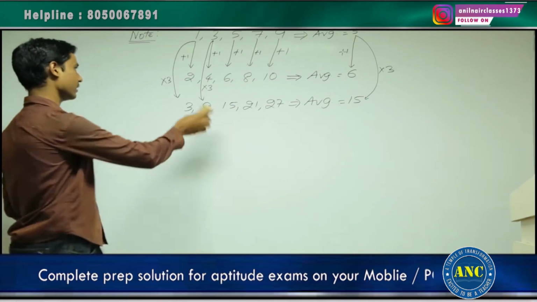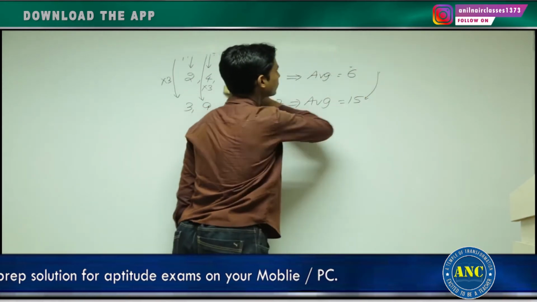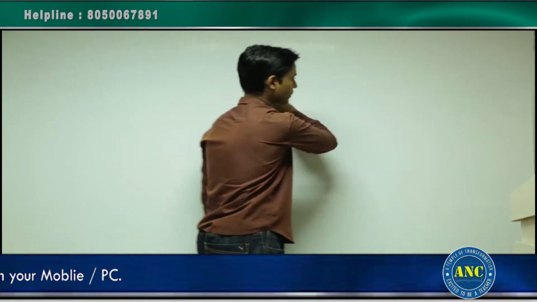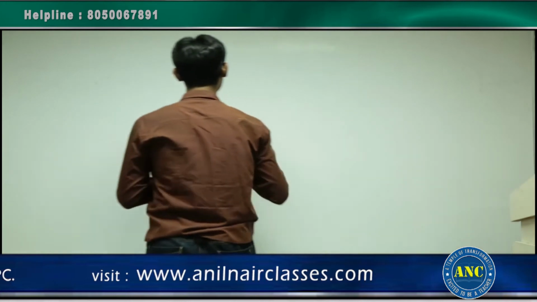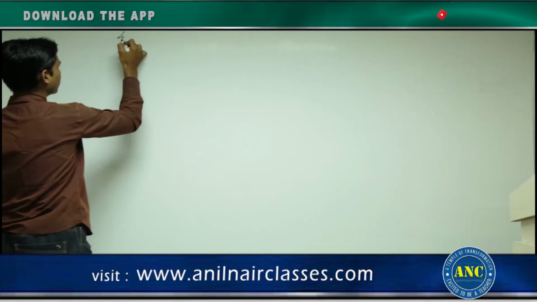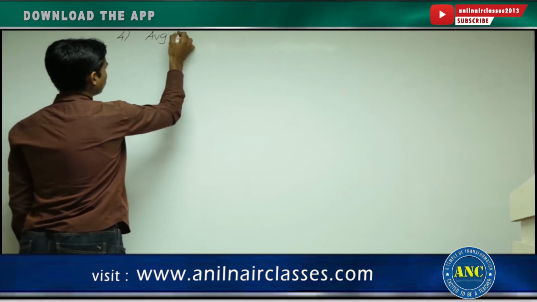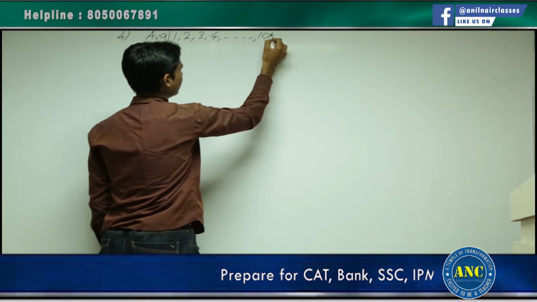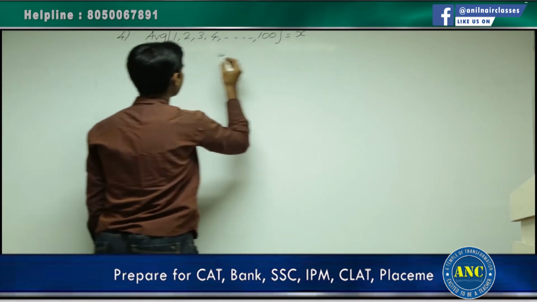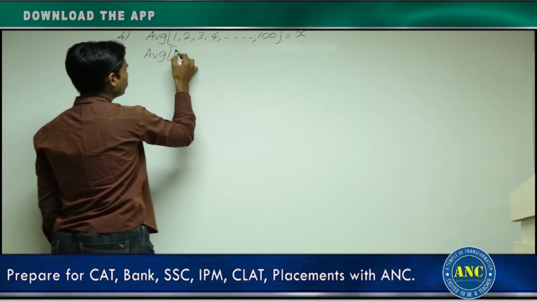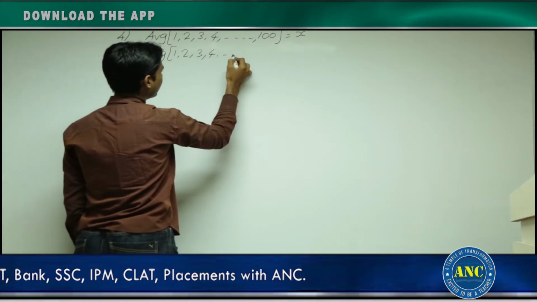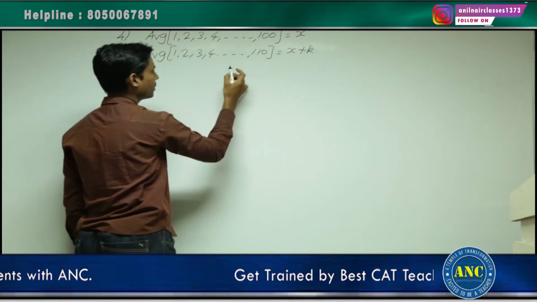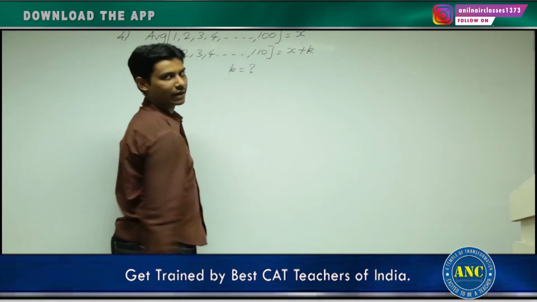Clear? See, question number 4. Listen to this very, very carefully. I will discuss this question in 2 methods. Question is: average of 1, 2, 3, 4, and so on till 100 is given as x. Average of 1, 2, 3, 4 till 110 is given as x plus k. Find the value of k.